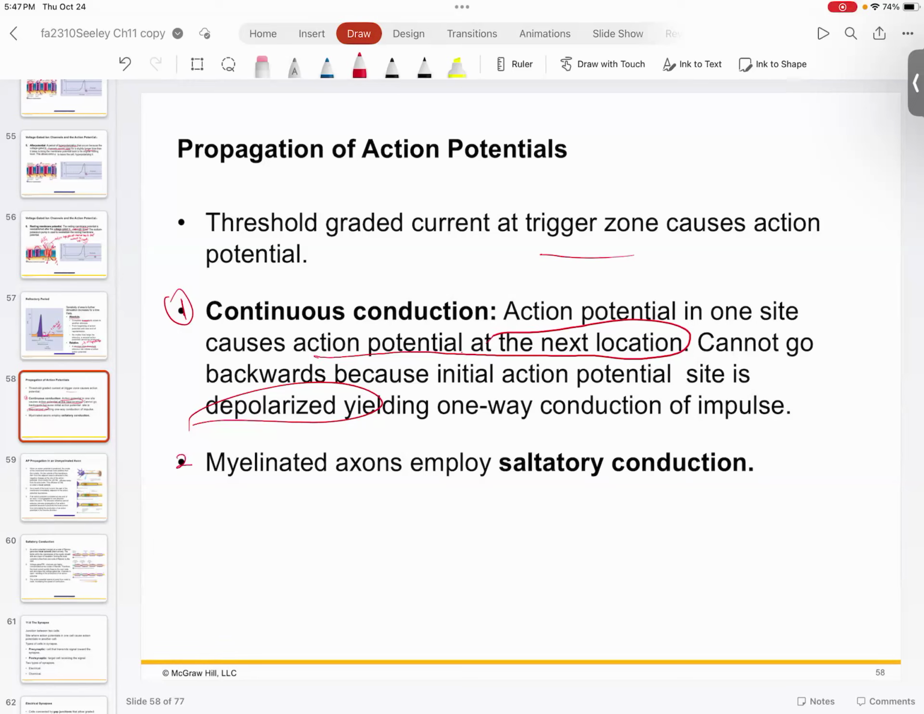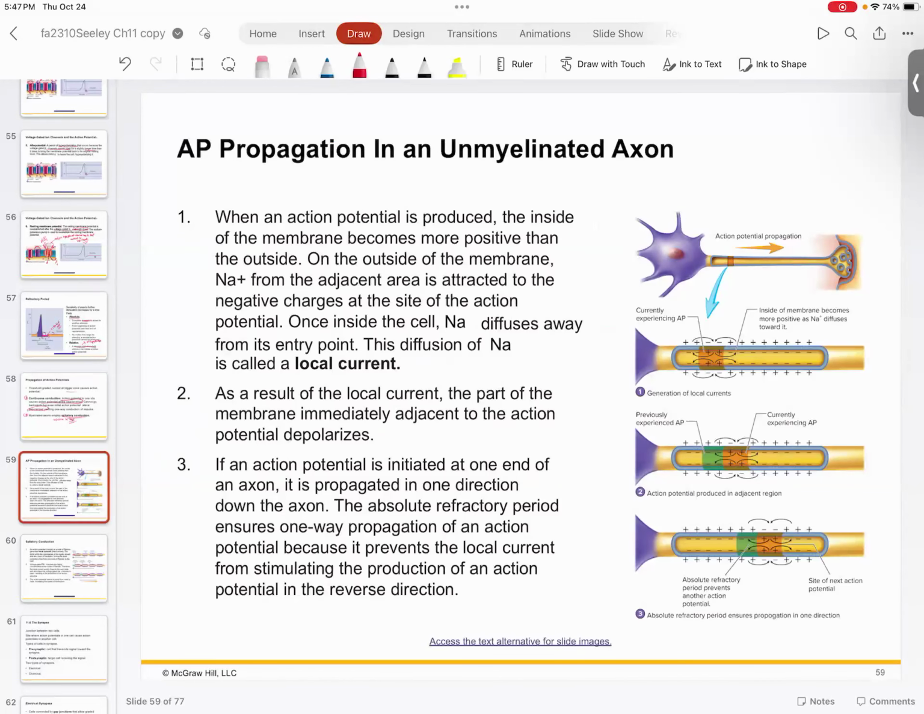Now, there is another type of propagation that you oftentimes see, especially in the peripheral nervous system. That's called saltatory conduction. So this basically is conduction by leaps and bounds, instead of just like crawling from one segment of the membrane to the next. So this is kind of what it looks like. So action potential propagation in typically an unmyelinated axon tends to be continuous.